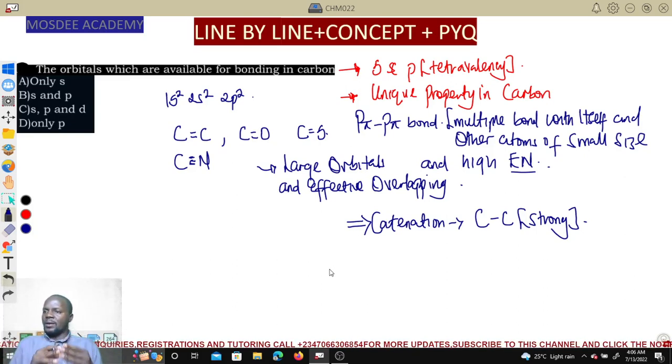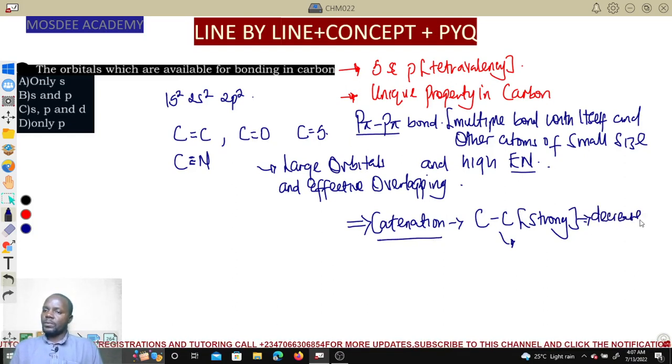As you go down the group, you expect catenation to decrease because of the decreasing bond strength. Are you getting it? So catenation is another special property. The P-pi-P-pi bond and also catenation are common to carbon only. Catenation decreases down the group. Carbon shows more catenation than any other element.